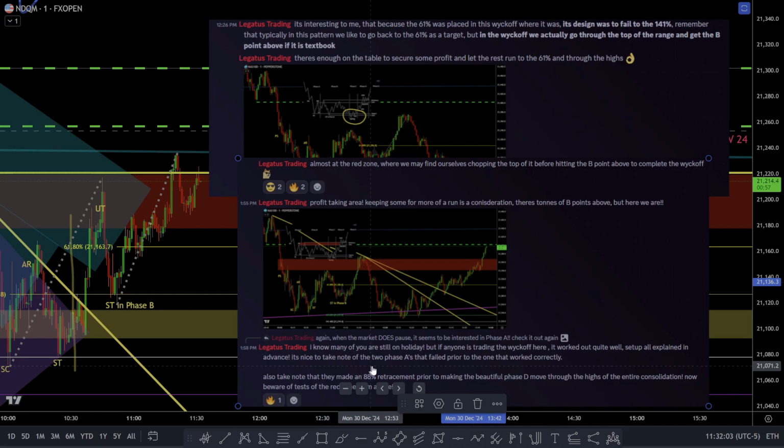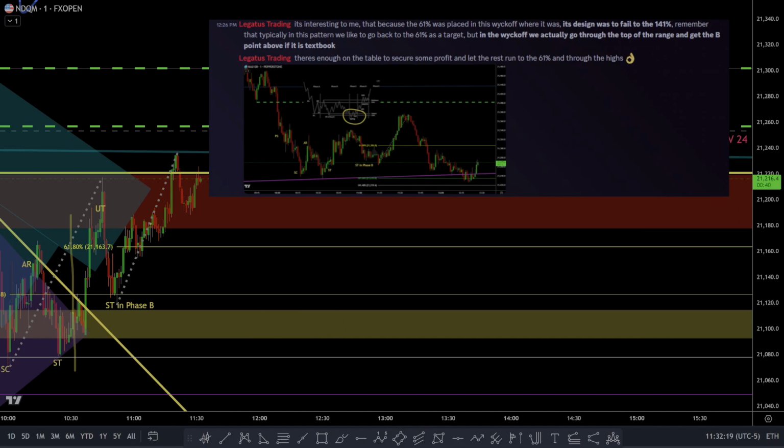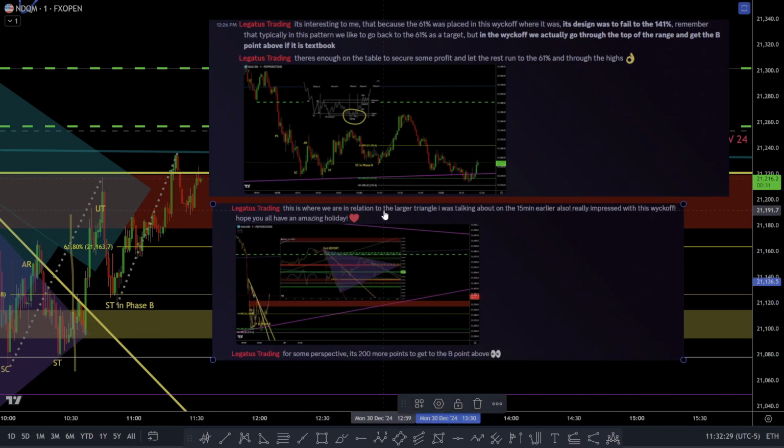It's nice to take note of two phase A's that failed prior to one of those that worked correctly. Also take note that we made an 88% retracement prior to the beautiful phase D move through the highs and the entire consolidation. Now beware of the tests of the red zone from above. I was still reminding everyone. I updated on the 15 minute as well, where this is where we are in relation to the larger triangle I was talking about on the 15 minute. Really impressed with the Wyckoff. Hope you have an amazing holiday.